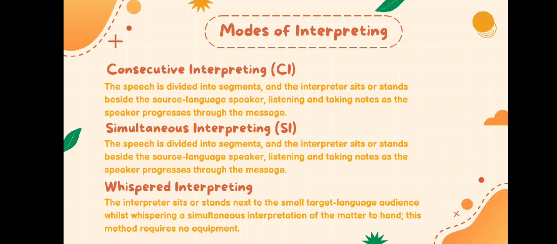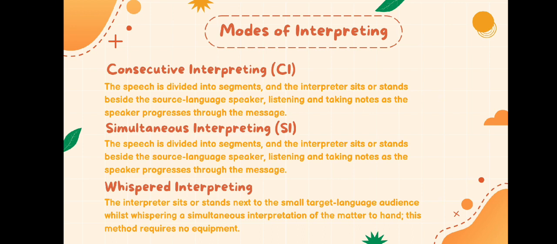Second one, simultaneous interpreting, or SI. The SI interpreter speaks into a microphone while seeing and hearing the source language speaker via earphones. The simultaneous interpretation is rendered to the target language listeners via their earphones.